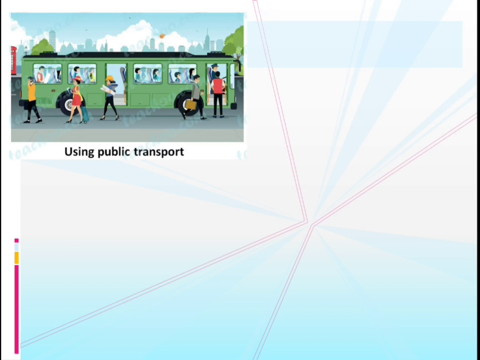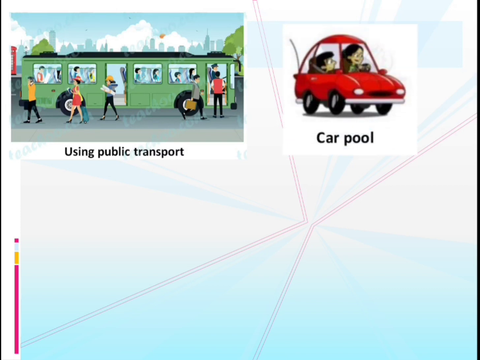Or you can use carpool. Carpool is nothing but if some people from the same neighborhood are going to the same school or same office, instead of having different vehicles for everyone in that neighborhood, they can have one car and all of them can go in that one car. By this also the automobiles on the roads will be reduced, so the smoke will be reduced and the air pollution will be reduced.